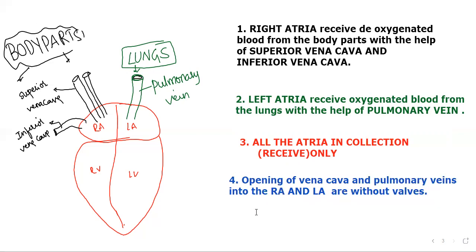So that's it about atria. In this diagram, we are just talking about the atria. Right atria receive the blood from the superior and inferior vena cava. Left atria receive the blood from lungs with the help of pulmonary vein. Okay, next diagram.